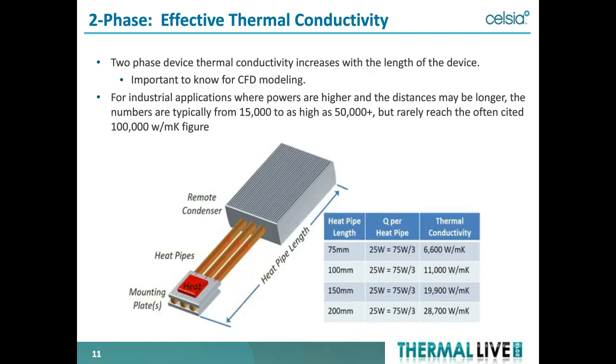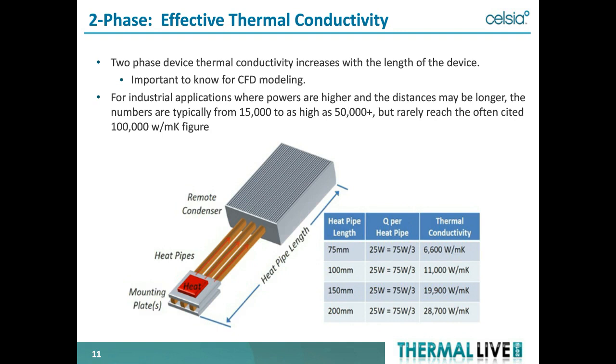Moving on to effective thermal conductivity. We call it effective thermal conductivity because the conductivity of these things will change depending on the application. So for any particular application, we can calculate what an effective conductivity would be. And what we wanted to show you here was how that number changes. So we've put together a little thermal assembly here with a couple of heat pipes, and all we've done is change the length of the heat pipes.